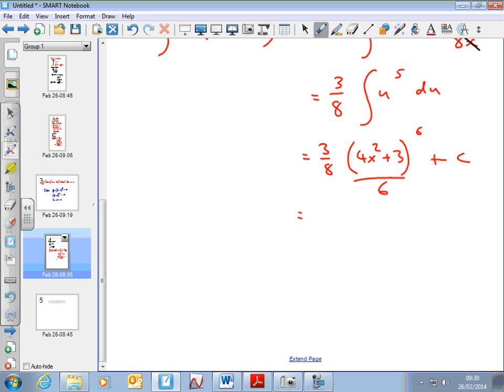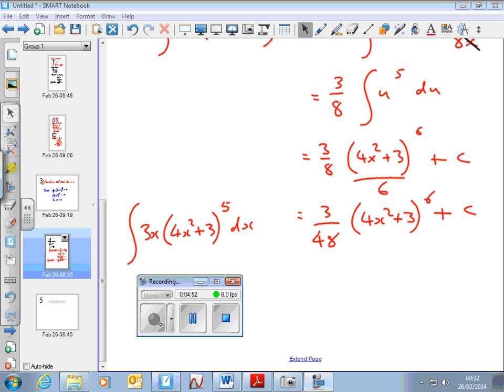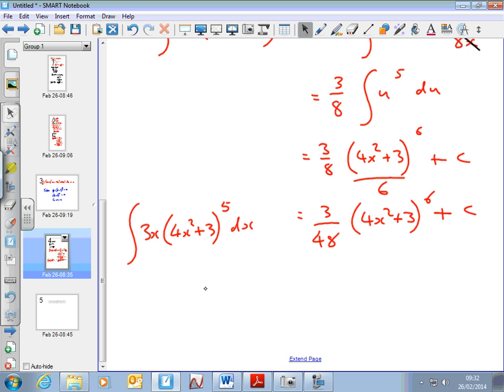Again, I've got a 6 and an 8 underneath. 6 8s are 48, so that final answer will be 3 over 48, brackets 4x squared plus 3 to the power 6, plus c. The original integral turns out to be this.